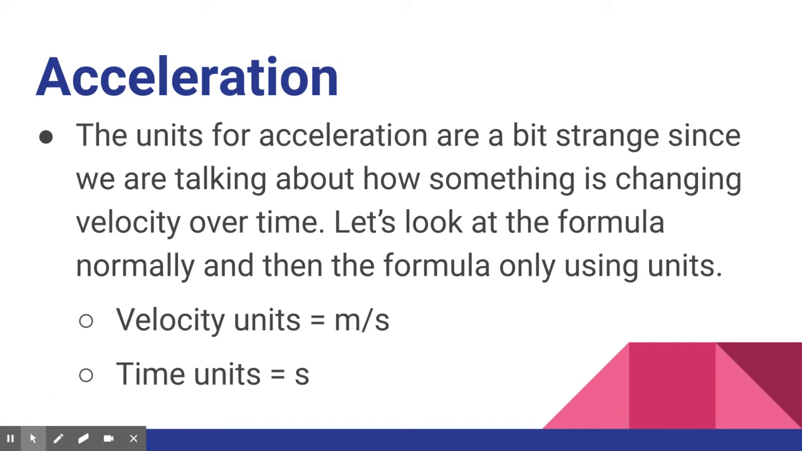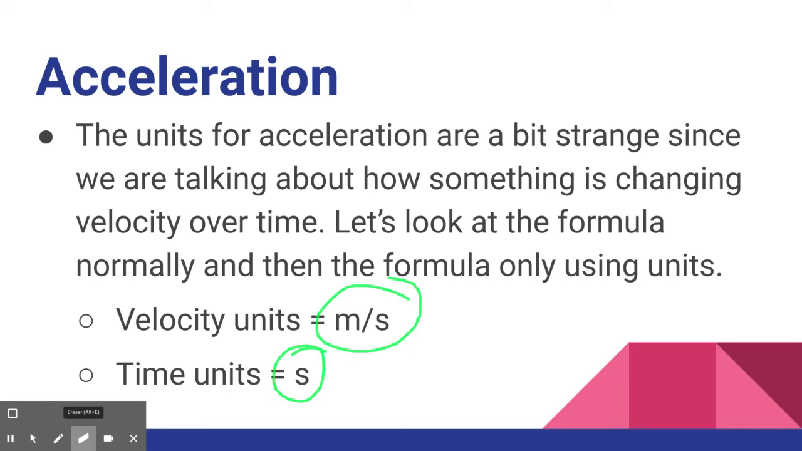Now, the units for acceleration are a bit strange, like I mentioned. So we're going to be looking at the formula here again, and we're going to swap out the symbols for the units. So here, velocity obviously has meters per second. Time is just seconds. So let's take a look at this.